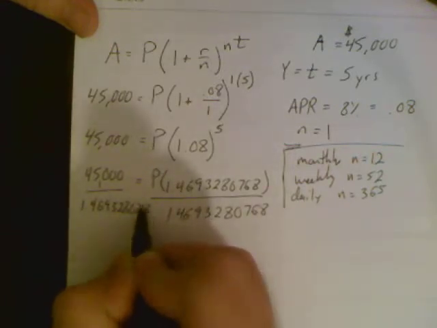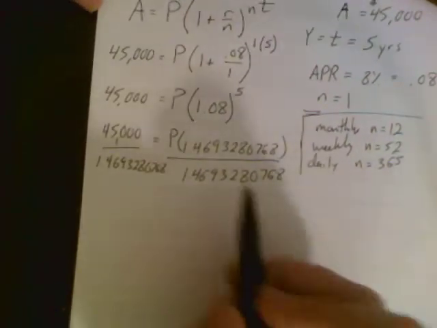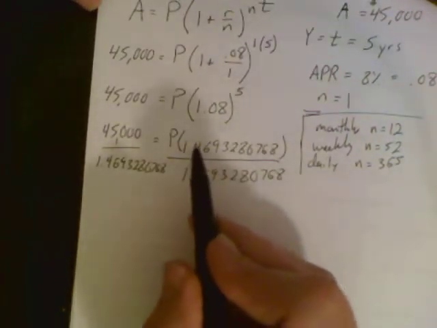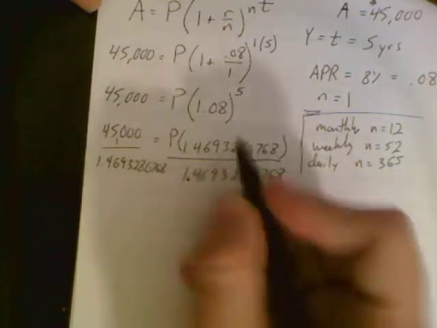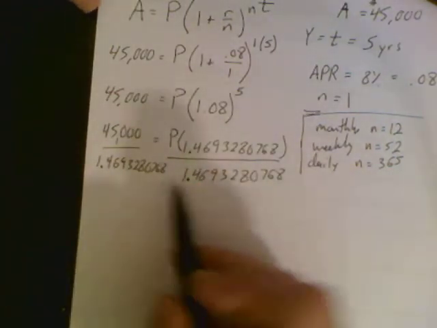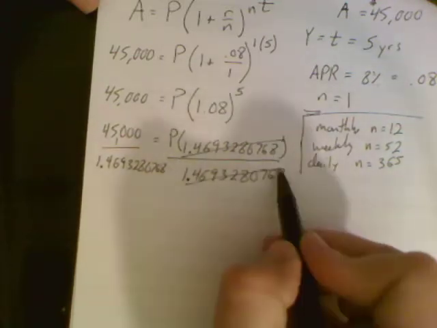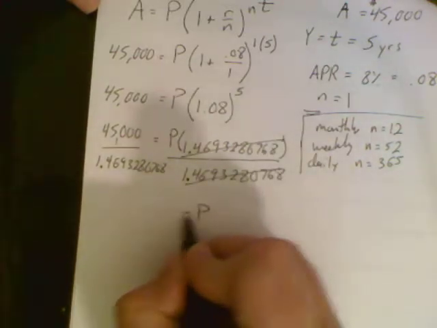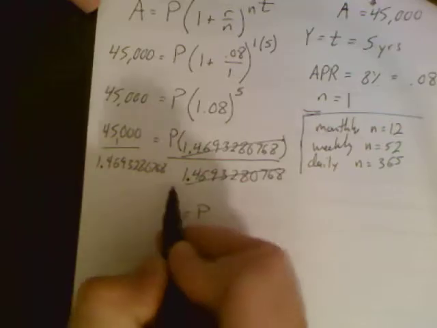Well, when working with these problems, you shouldn't really be rounding until the last step. Now, again, keep in mind that's a 1 point. Let me make sure it's very clear that those are decimal values. So, if I divide this side by that value, those two values will cancel out. I'll be left with P equal to 45,000 divided by that number.